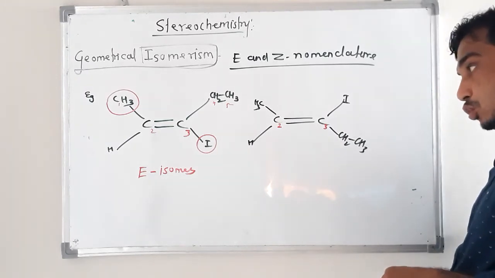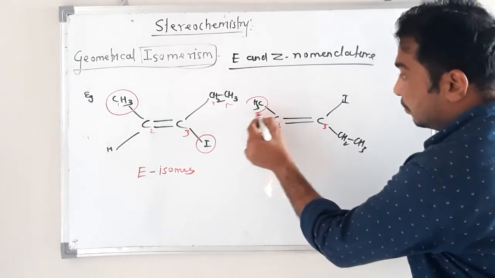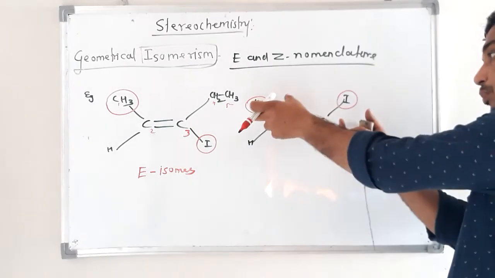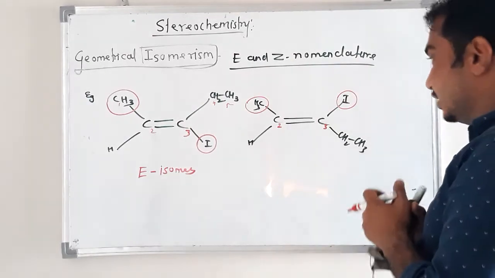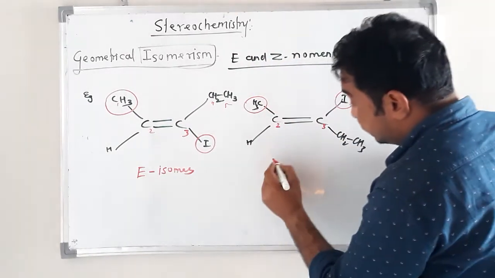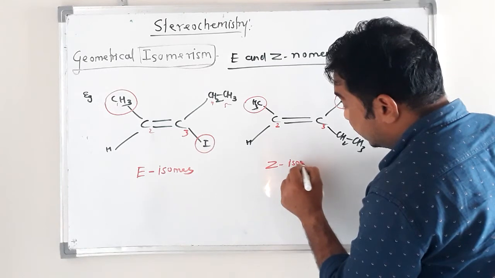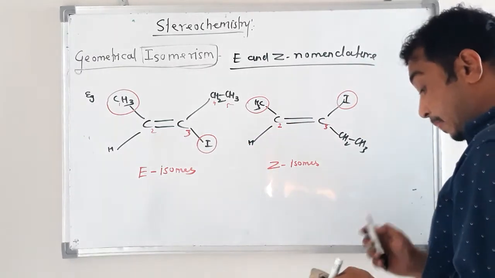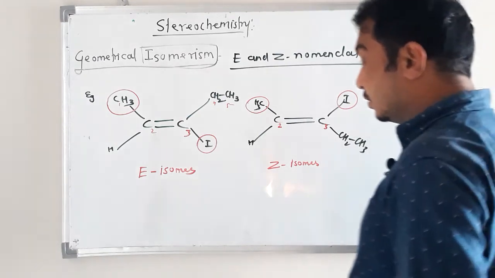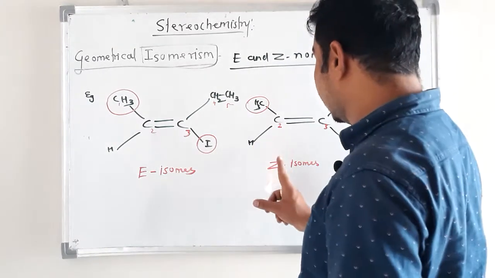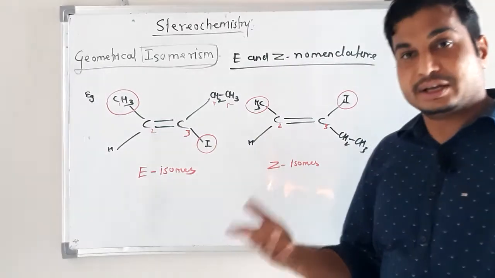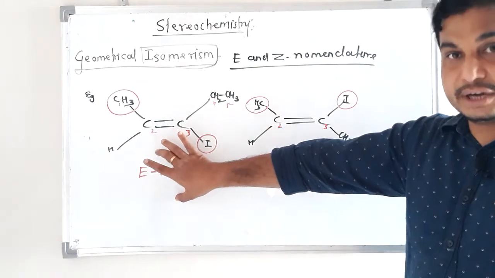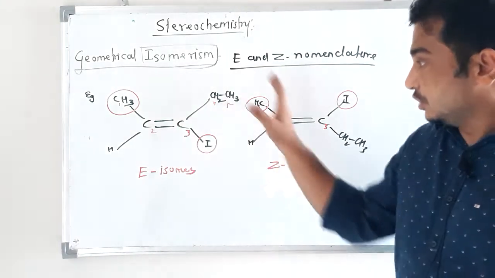Now come to here, same carbon number 2, carbon number 3. On carbon number 2, which is bigger? Methyl group is bigger. On carbon number 3, iodine is bigger. So the bigger groups are present on the same side. So it is the Z isomer. Okay. So in this way, we can name E isomers or Z. If cis-trans is not possible, in that case we can apply E, Z nomenclature. Okay, this is a simple example.